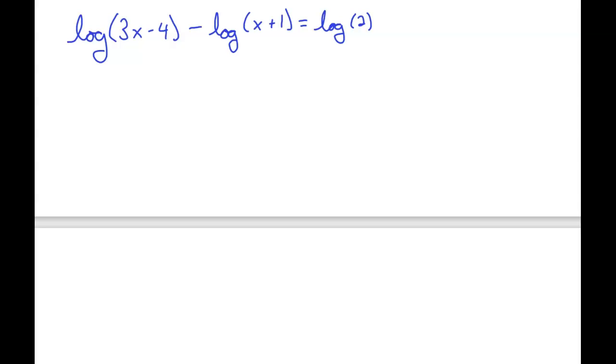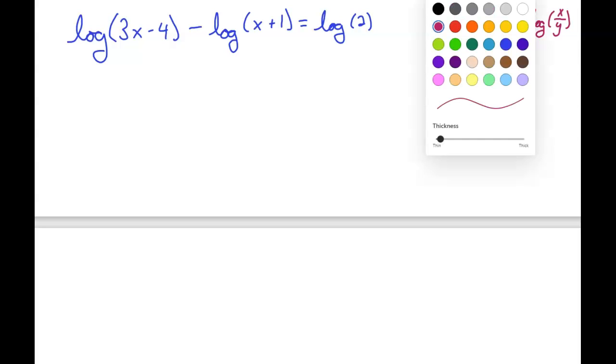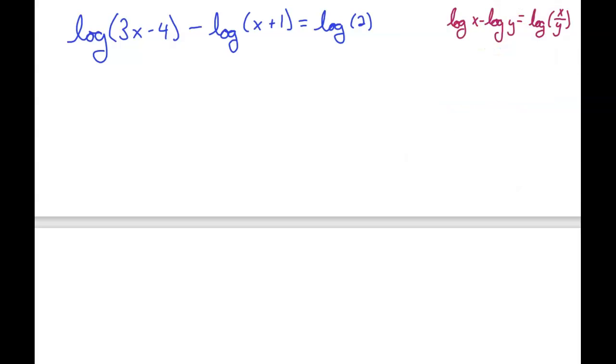What I have to do is combine these two logs into a single log using the properties of logs. If you recall, we had a log property that said if we had log x minus log y, we could put those together into a single log using division. And we would get log of x divided by y. So we would divide our two arguments. And so that's what we're going to do here, is divide these two arguments.